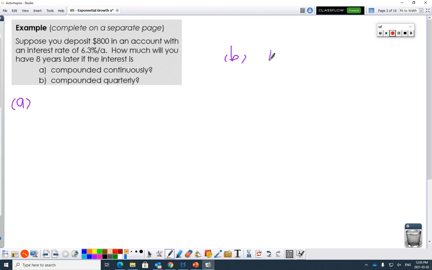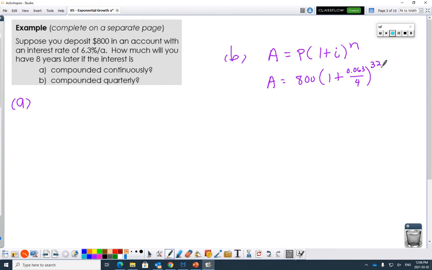When it's compounded quarterly, we use the compound interest formula. Hopefully you remember at least the formula, maybe not how to use it exactly, but here's my introduction on how to use it. With the compound interest formula, I first put in the principal, which here was $800. I started with $800. Then I need the interest rate per interest period. It says 6.3% per year, but when you're compounded quarterly, you don't get all that interest in each quarter. You only get a fourth of that. So this is 0.063 over 4.